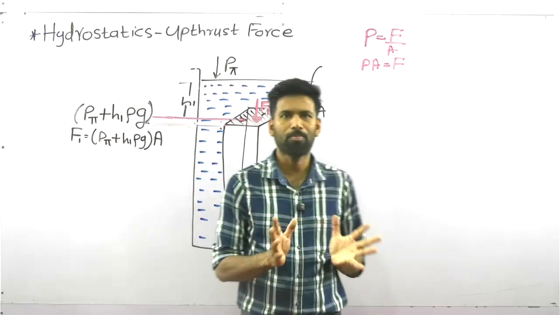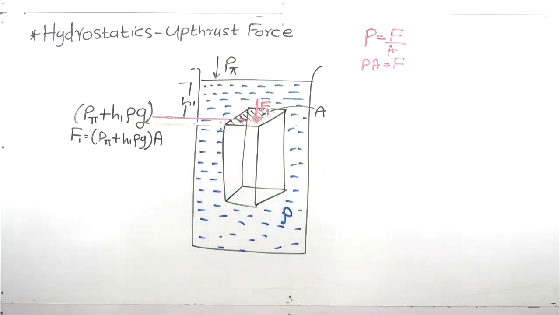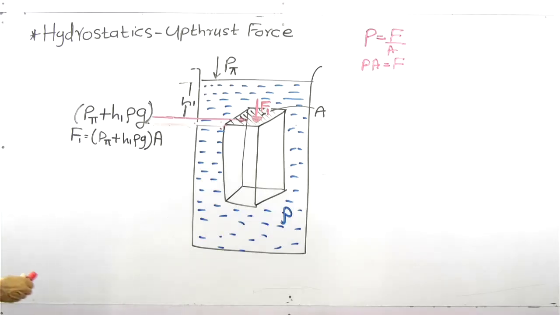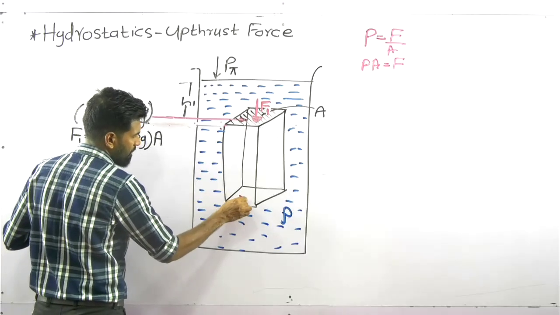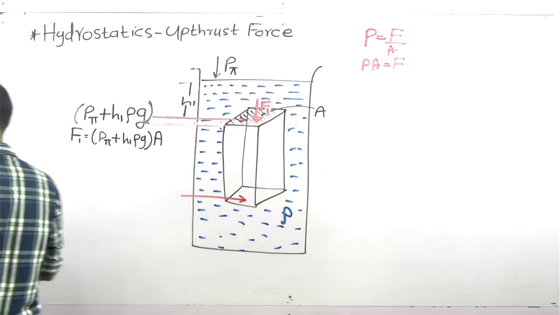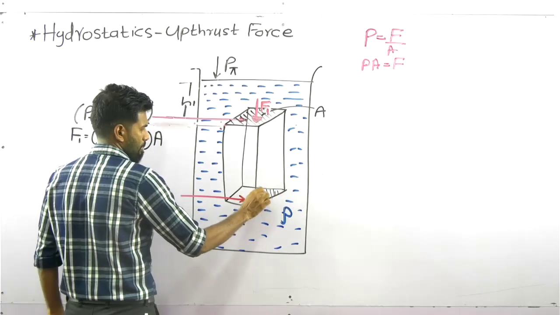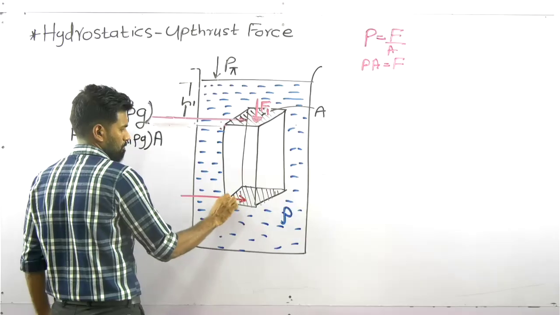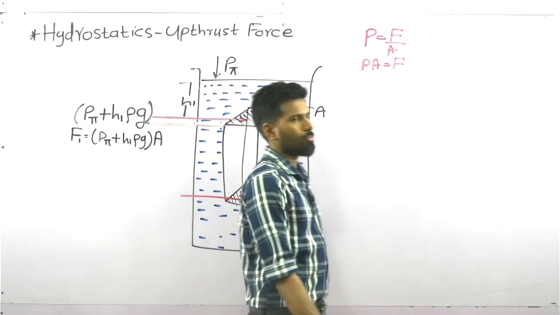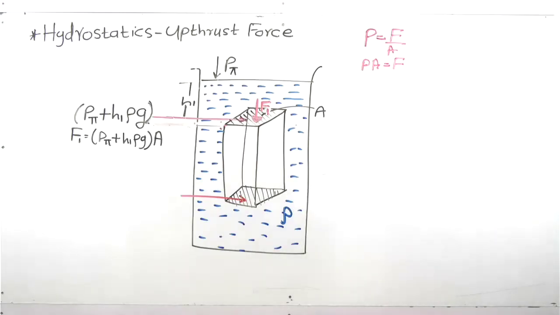Today the lesson is about the upthrust force. Continue and give me a value for the pressure at this level. Now as the next thing, give me a value for the pressure at this level. Give me a value for the pressure at this level.